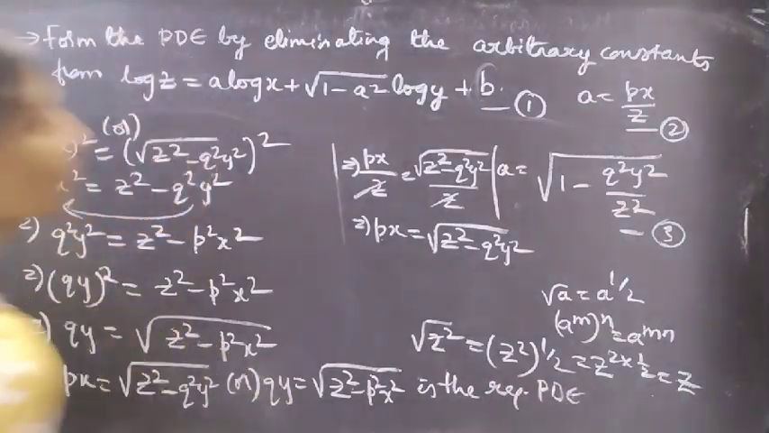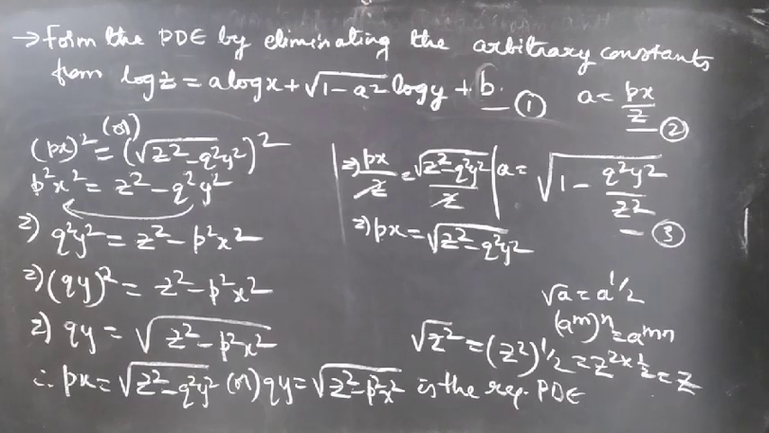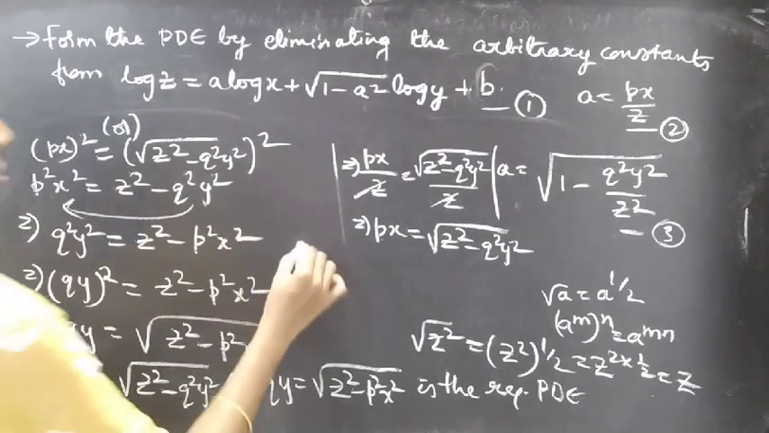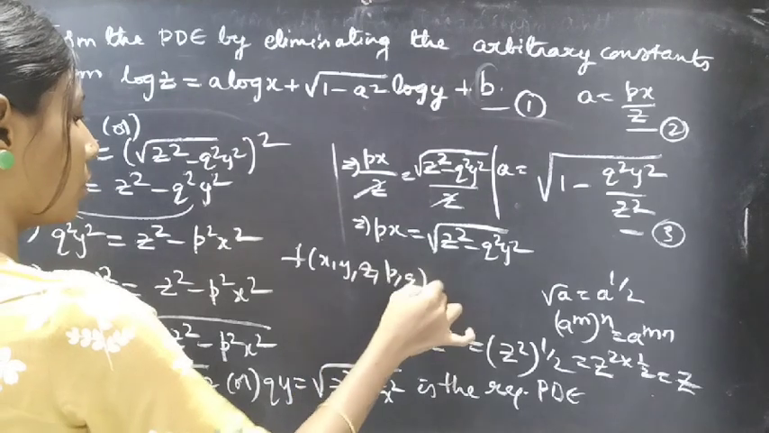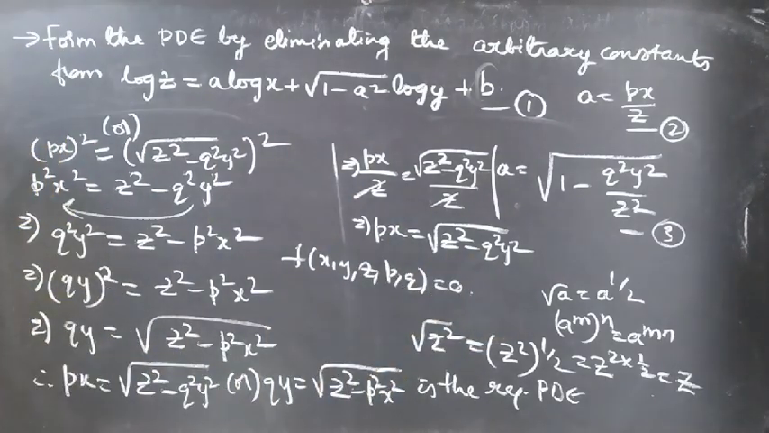since it does not involve any arbitrary constants, and also it is an equation of the form f of x, y, z, p, q equal to 0. Okay, now let's see how to find the partial derivative of 1 with respect to x and with respect to y. Simply this completes the problem. Okay, we have completed the problem.